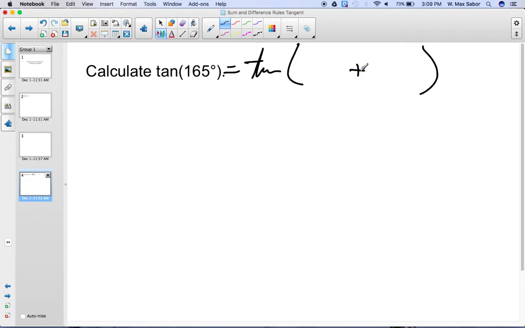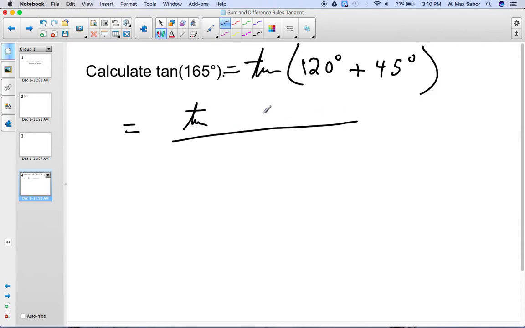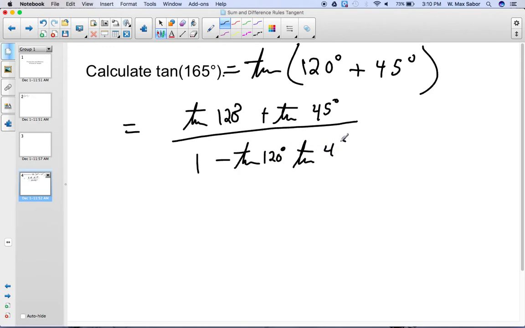A better choice might be something like 120 and 45, or 135 and 30. I'm going to go with 120 degrees and 45 degrees, but you could go with 135 and 30, and you would still get the same result. So the formula says tangent of the first angle plus tangent of the second angle over 1 minus the product of the tangents. So we say tangent of 120, tangent of 45, tangent of 120, and tangent of 45.